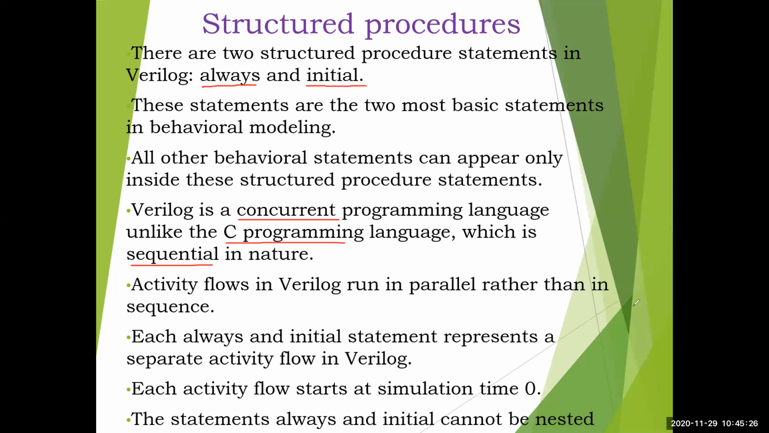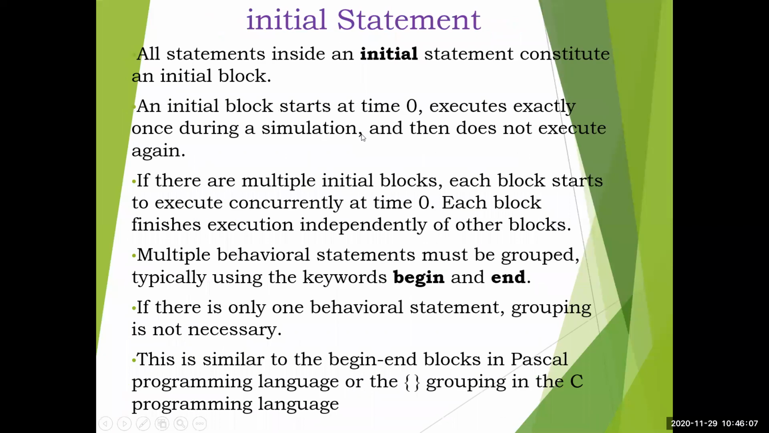Activity flows in Verilog run in parallel rather than in sequence, that is the meaning, and each always and initial statement represents a separate activity flow in Verilog. You can write multiple initial statements and multiple always statements in a single module, but they cannot be nested. Each activity flow starts at simulation time 0, and the always and initial statements cannot be nested. This is important. Inside the initial you cannot write always, and inside the always you cannot write initial. If you have written initial begin, you have to write always separately. Nesting is not allowed. Okay, fine. So with this introduction we will introduce the first statement, initial.